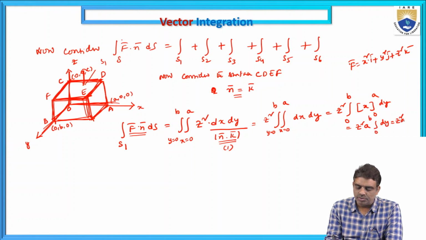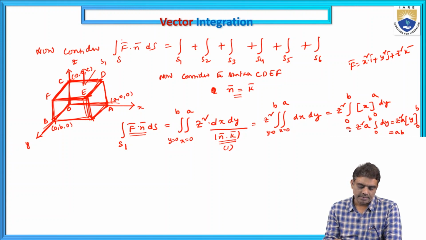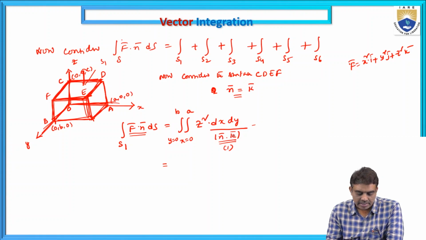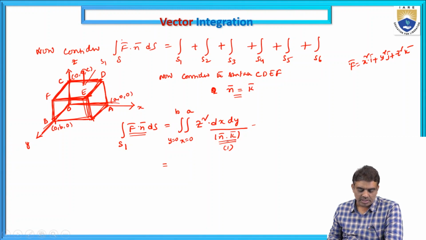or z square into a into y between 0 and b, that is ab. Here f bar dot n cap is z square, so this is the double integral of z square dx dy by n cap dot k bar. Am I right? This is right. N bar is k bar. Outward normal vector is in the direction of z axis, so it is k bar. So z square and this is dx into dy. But what is z square here?